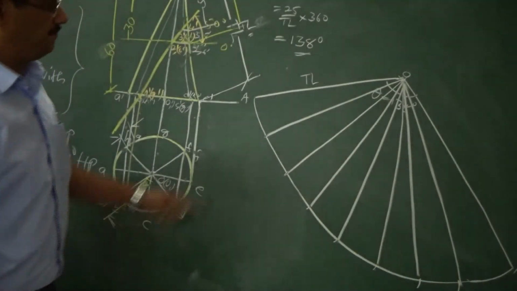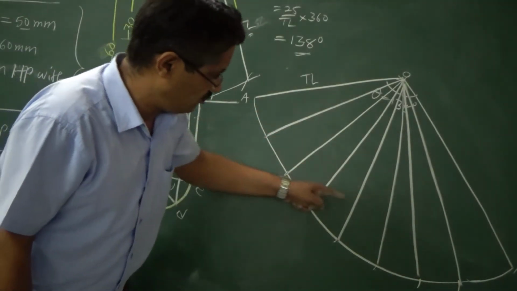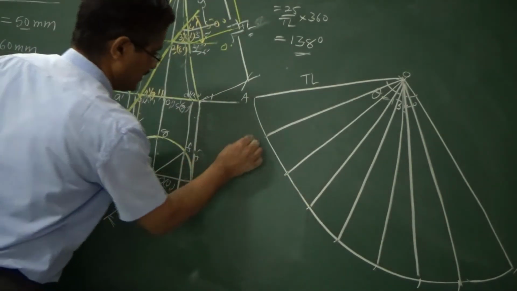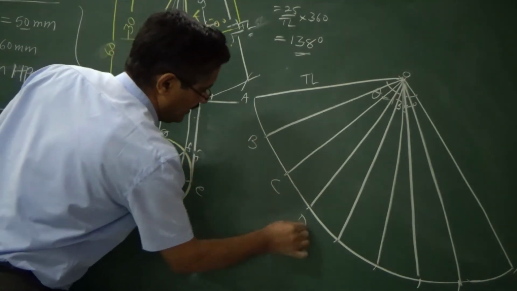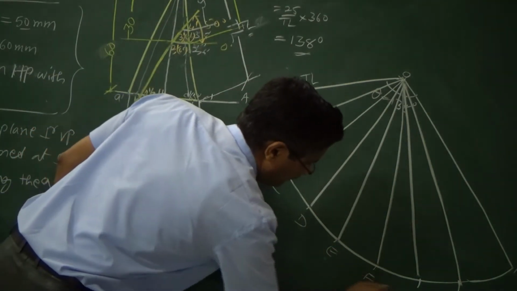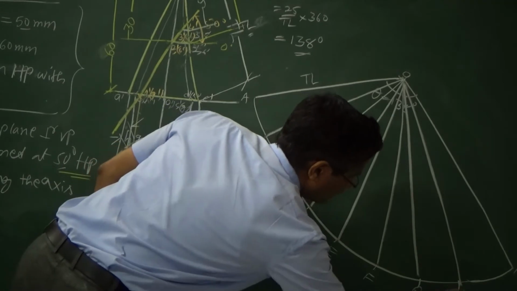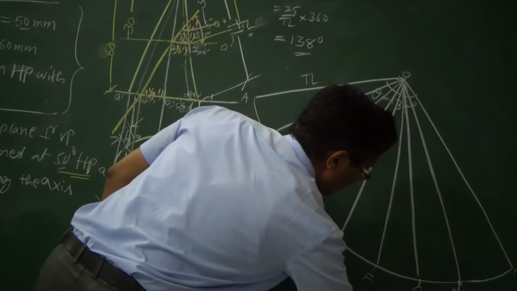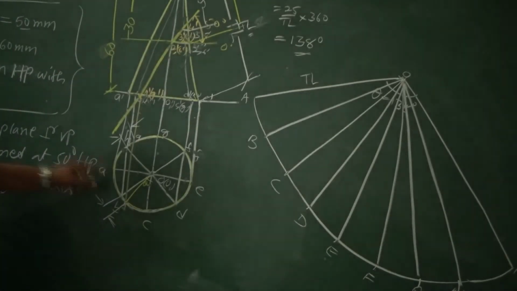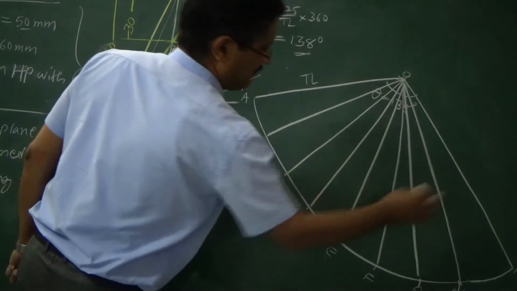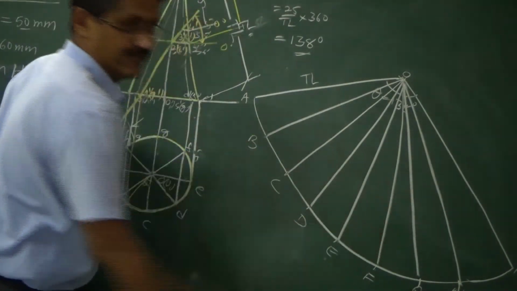So how many parts are there? 1, 2, 3, 4, 5, 6, 7, 8. So good. Now name this B, C, D. A is already there. So A, B, C, D, E, F, G, H, and back to A. So H back to A. Now 8 equal parts we have done by using a trial and error method.